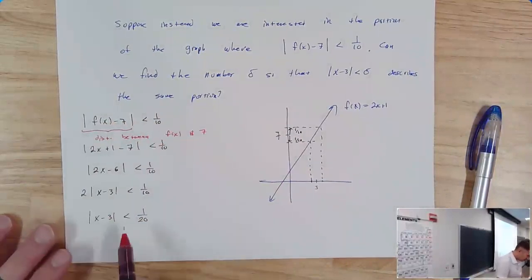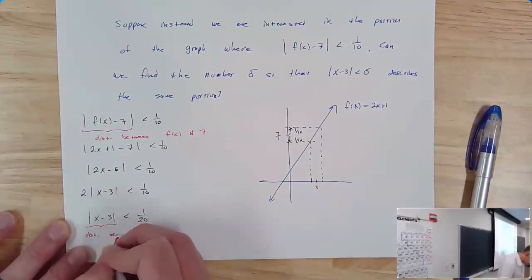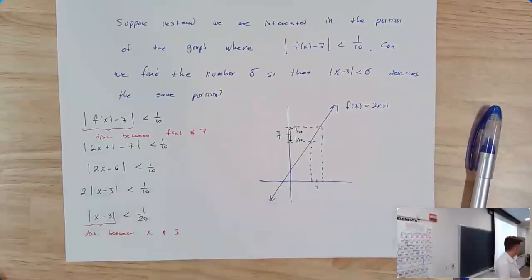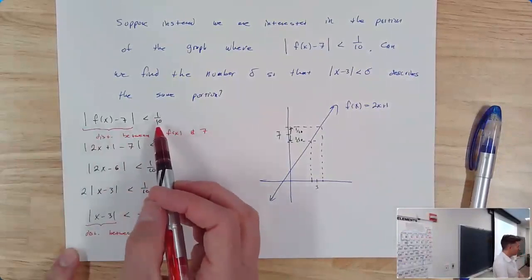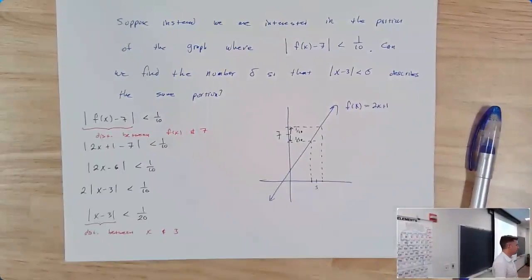The same thing is going on here. This is the distance between x and 3. And I want that to be relatively small also. Or actually, I'm going to back that up. I don't want it to be small. I need it to be small. Because I want this distance to be less than 1/10, I need this distance to be less than 1/20 for that to happen.